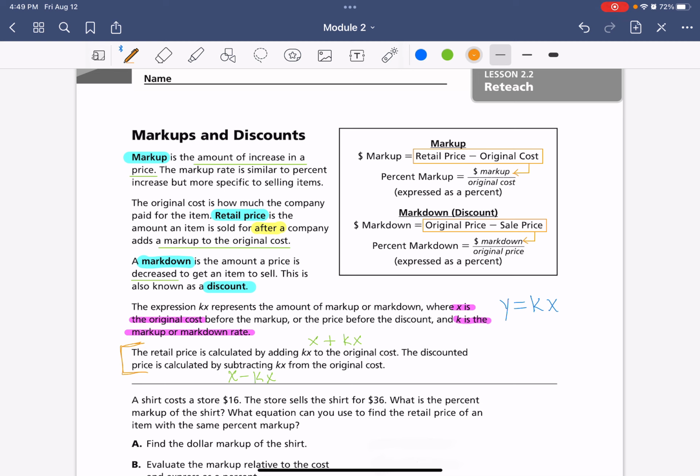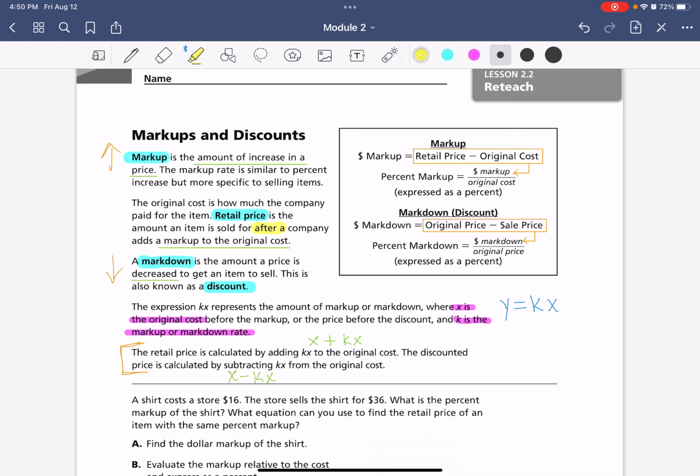So a markup is where they're increasing the price. Maybe they bought it from a manufacturer and they're selling it at a markup so that a store makes money off of that. Or maybe there's an item that has been struggling to sell, so they're going to decrease the price in order to sell it. And that is our discount.